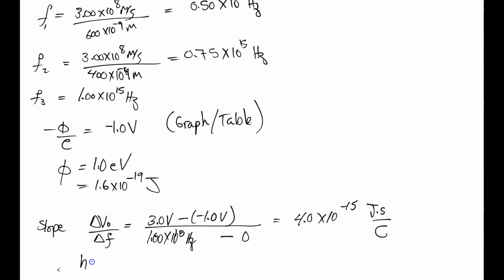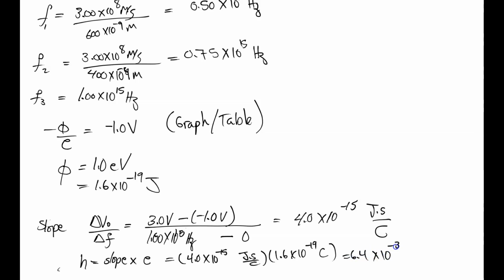The slope is related to h by h equaling slope times e, which means we have 4.0 times 10 to the negative 15 joule second per coulomb times 1.6 times 10 to the negative 19 coulomb, which gives us 6.4 times 10 to the negative 34 joule second.